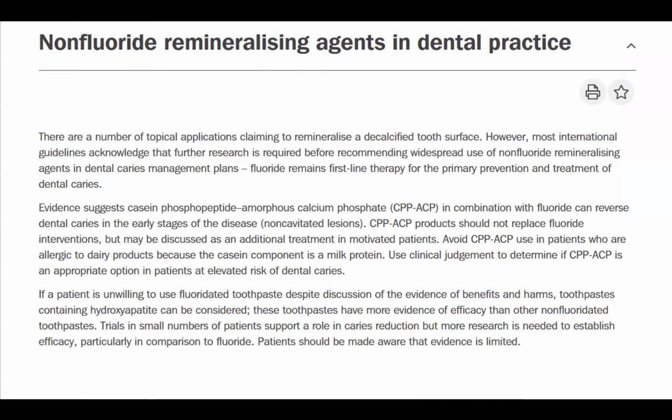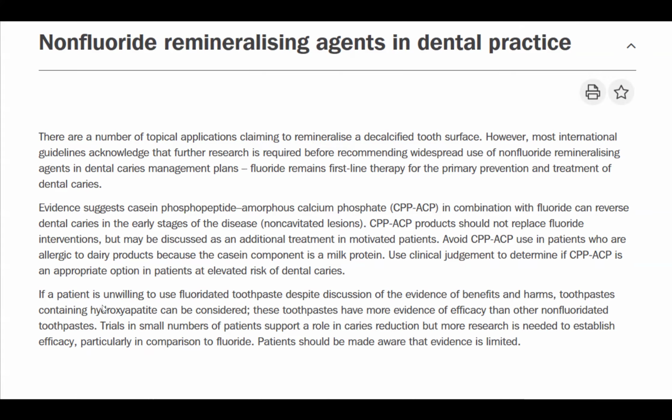So, just remember all of this. This is really important. Fluoride will always remain the first line therapy for primary prevention and treatment of dental caries. CPP ACP products should not replace fluoride intervention. However, they are just an additional treatment. Avoid them if your patient has a milk protein allergy or is allergic to dairy in general.